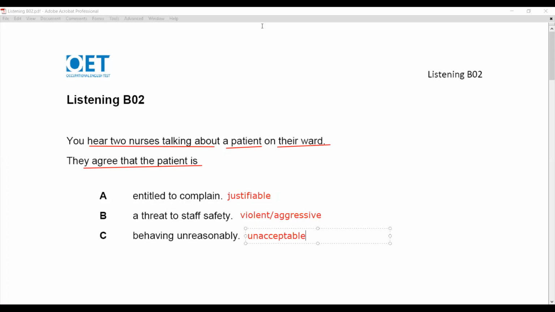Okay? So now I'm playing this audio. You have to check on which point both the nurses agree. I'm going to play this twice as well. So make sure you are able to get the correct answer here.